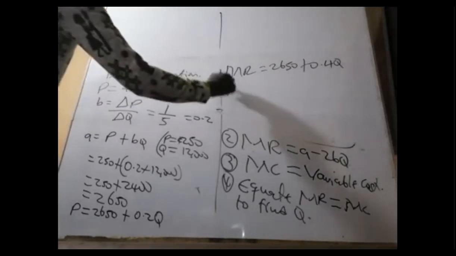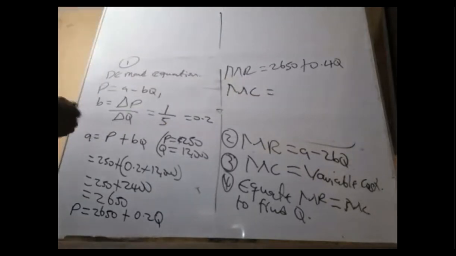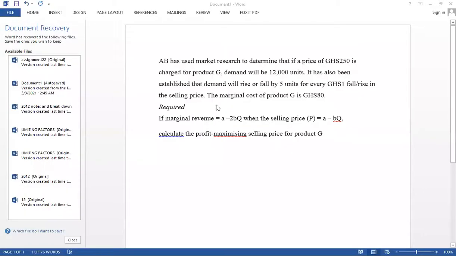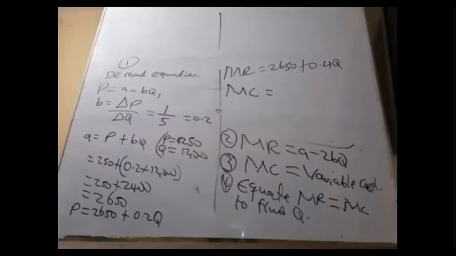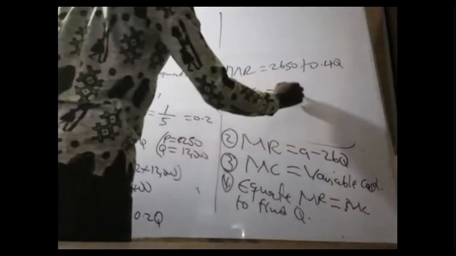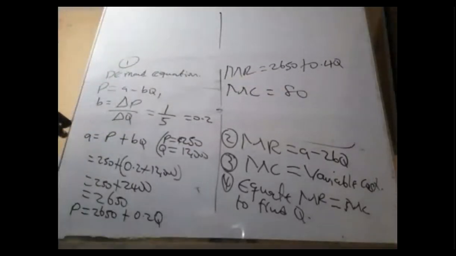So the next one is the marginal cost. Let's go to the question. Marginal cost is the same as what? The variable cost. Marginal cost is the same as the variable cost. What's the marginal cost of the product in the question? 80. They can also give it to you in equation form. Then what do you get? So it's 80. What next?